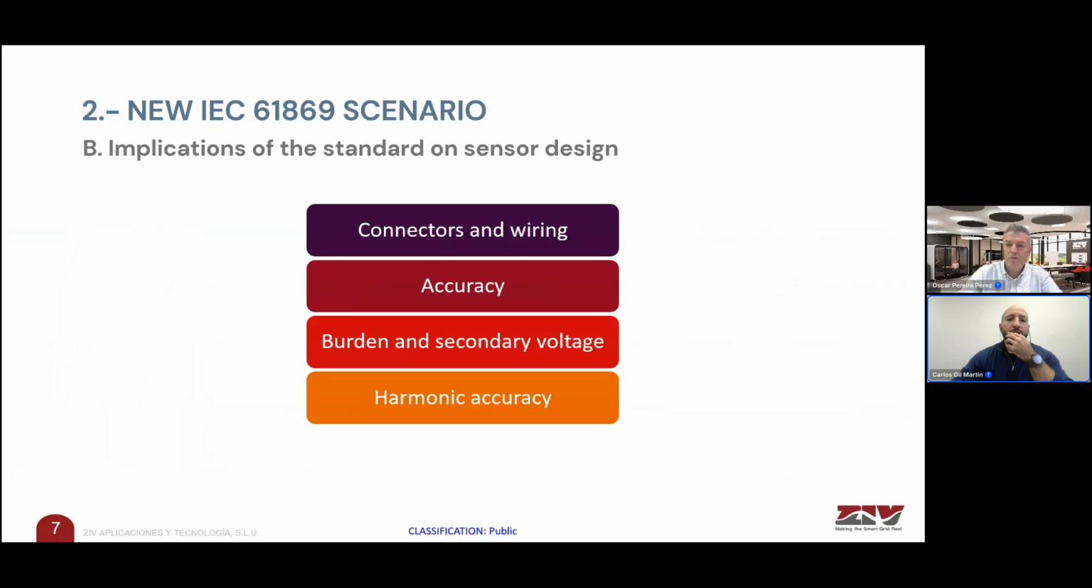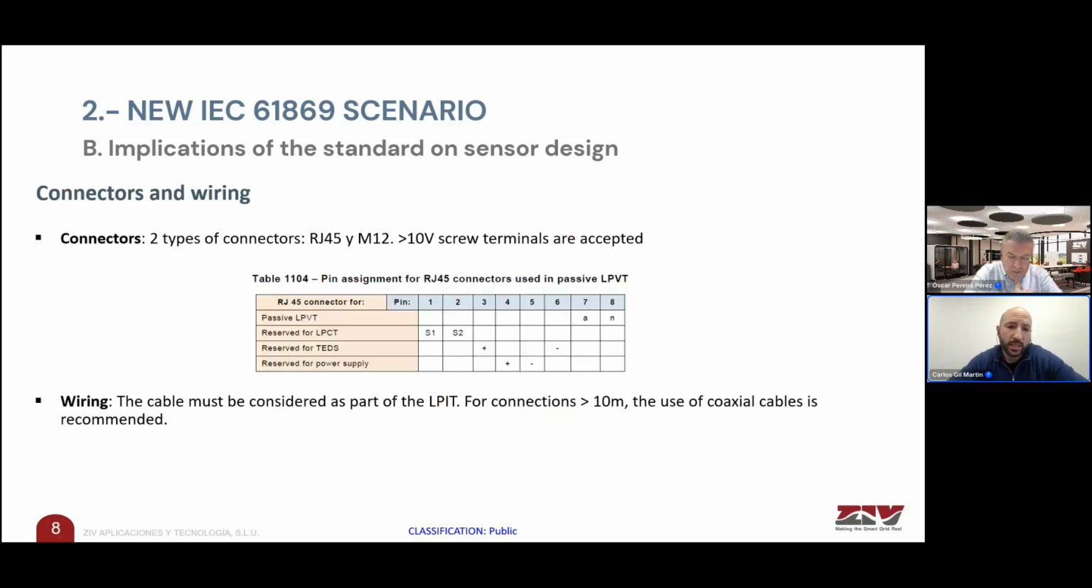Well, the requirements specified in the standard have different implications on the sensor design. The first one is regarding connectors and wiring. The standard describes or recommends the use of two types of connectors.